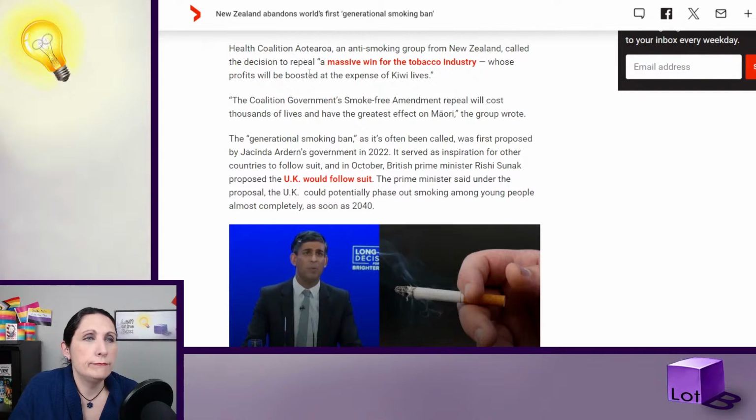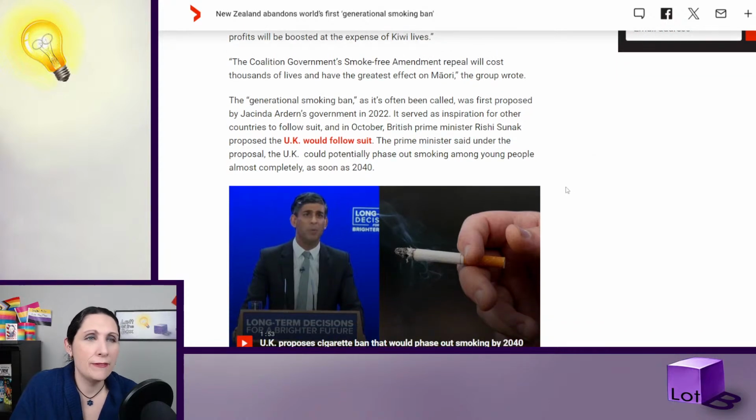Health Coalition, an anti-smoking group from New Zealand, called the decision to repeal a massive win for the tobacco industry, whose profits will be boosted at the expense of Kiwi lives. The coalition's government smoke-free amendment repeal will cost thousands of lives and have the greatest effect on Indigenous communities, the group wrote.